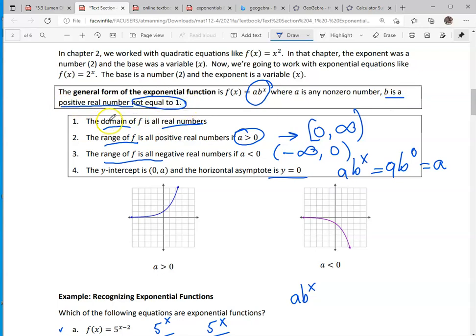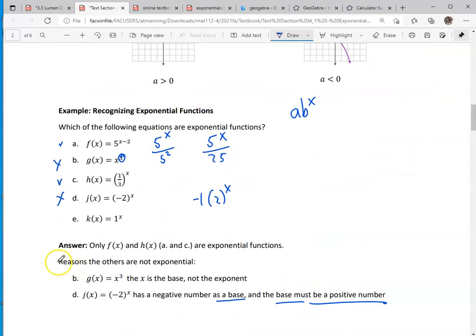Because 1 to any power is always 1. It's meaningless. That is one of those rules I kind of skipped over. I looked at these and I forgot. Yes, b must be positive and not equal to 1. That disqualifies that one, and it also disqualifies that one. Although mathematically, taking a negative number to a power does give you a function.